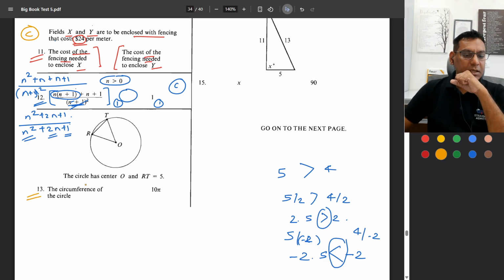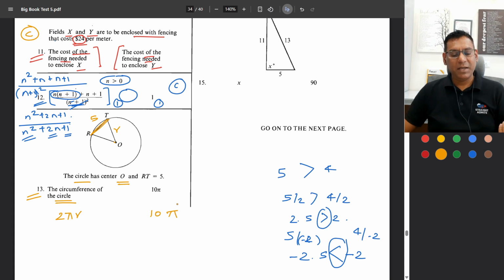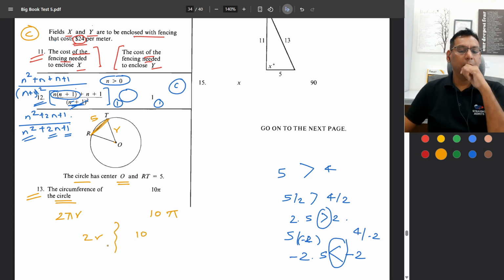Okay. Question 13, the circle has center O, all right, so the center, and RT is equal to 5. The circumference of the circle, let's say the radius was R, the circumference of a circle is going to be 2 pi R. I don't know the value of R, and here they are saying 10 pi. So I have to compare 2 pi R with 10 pi, so I have to compare 2R with 10. Basically I have to compare R with 5.